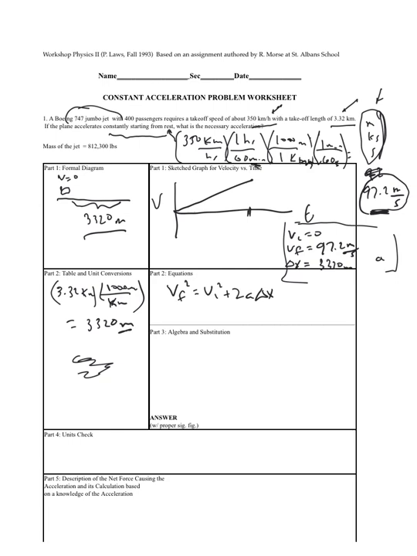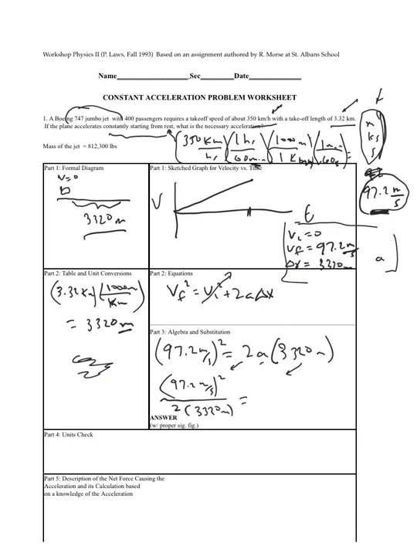I'm going to plug in my knowns, V initial 0. So I'm going to say V final, 97.2 meters per second, squared equals 2 times a times delta x, which was 3,320 meters. So I can solve this for acceleration. So I'll divide both sides by 2, divide both sides by 3,320. That comes out to 97.2 squared over 2 over 3,320 meters. And that gives me, unless I messed up my calculator, 1.42 meters per second squared.